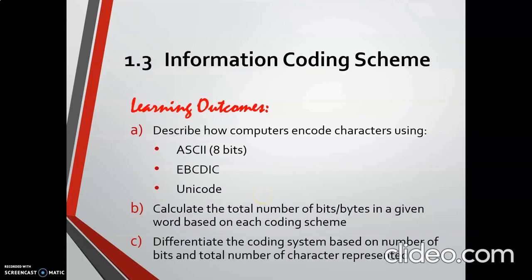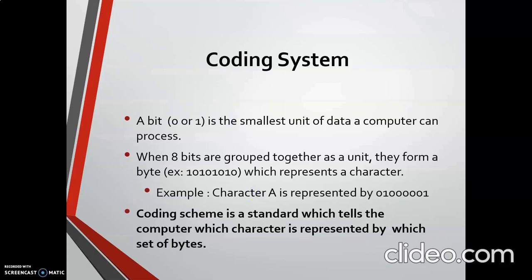The first one is you should be able to describe how computers encode characters using 3 coding schemes: ASCII, EBCDIC and Unicode. B, you should be able to calculate the total number of bits and bytes in a given word based on each coding scheme. And C, you should be able to differentiate the coding schemes based on number of bits and total number of characters represented.